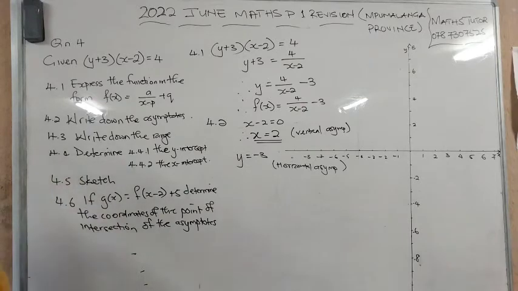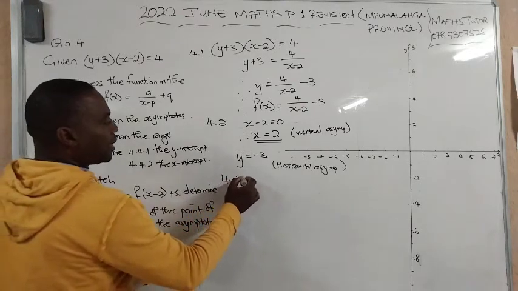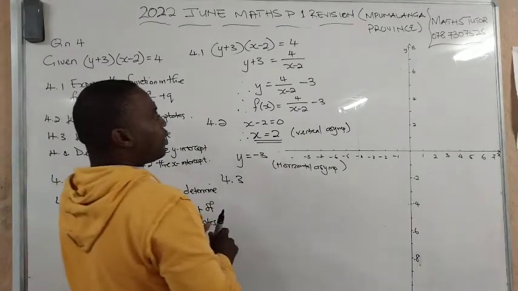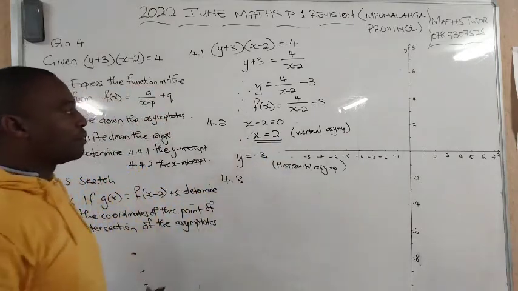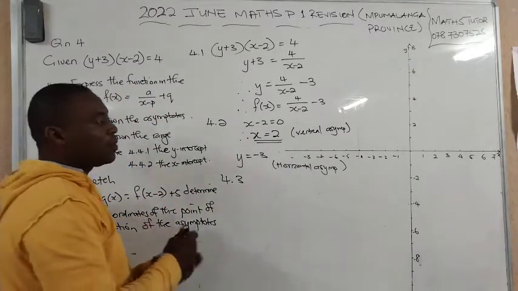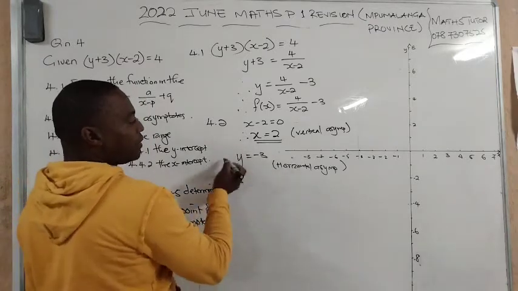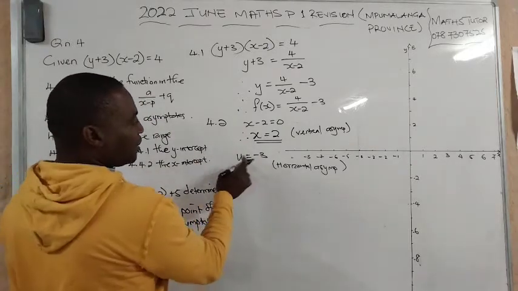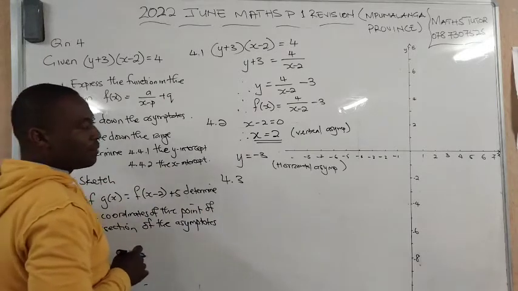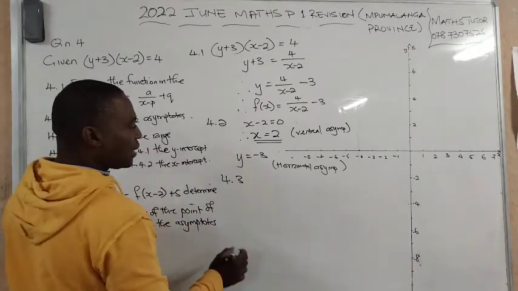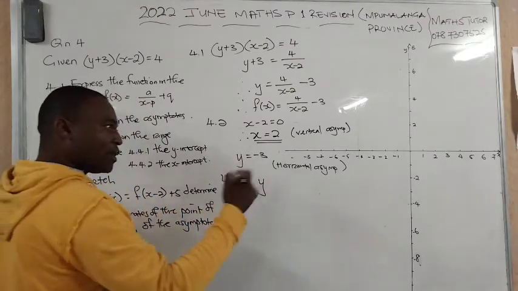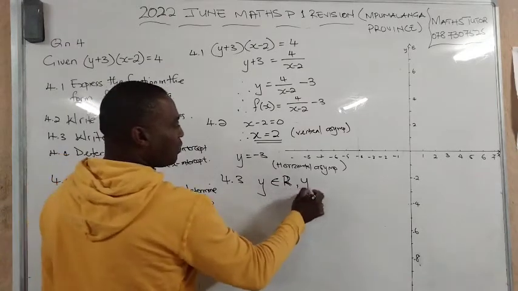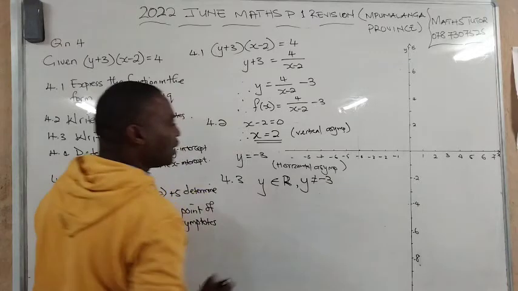4.3, they are saying write down the range. Now the range, we are trying to define the values of y, or the values of f of x for this function. And with hyperbolic functions, we know that the only value of y that this function cannot assume is y equal to negative 3. X is not defined along that line. So y can take all other values. So y is an element of real numbers, but y cannot be equal to negative 3.